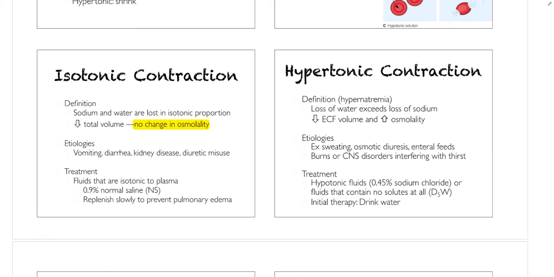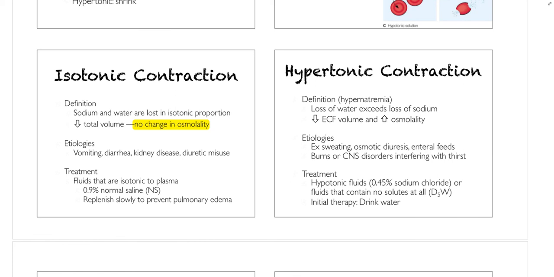So this can come from excessive sweating, osmotic diuresis, so that's mannitol, enteral feeds, I don't understand why that is, burns, CNS disorders interfering with thirst. I don't know, I would need to see more of these in person.